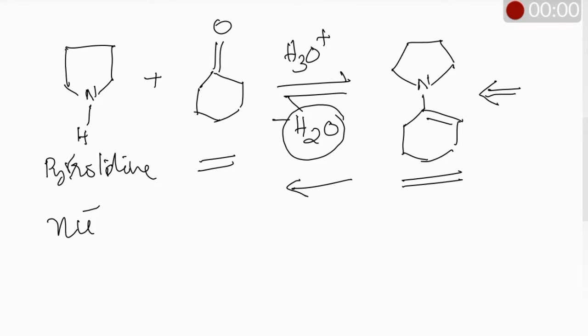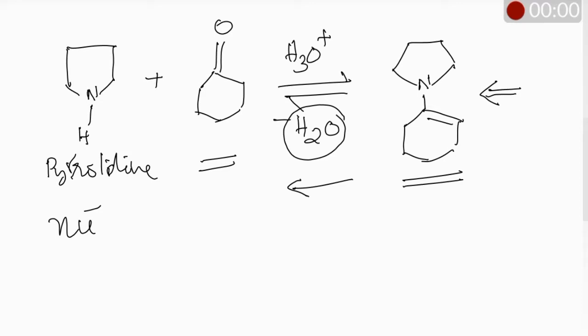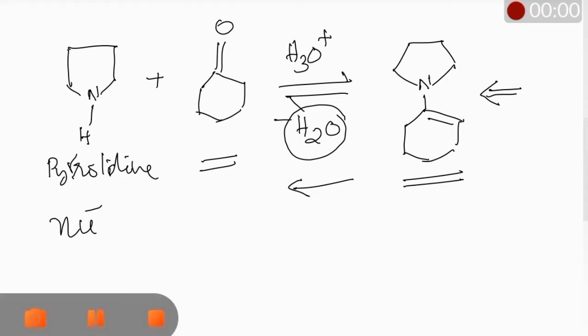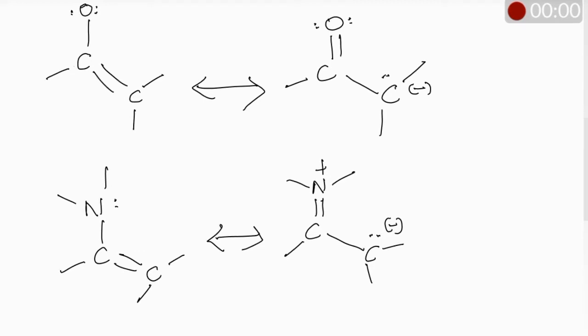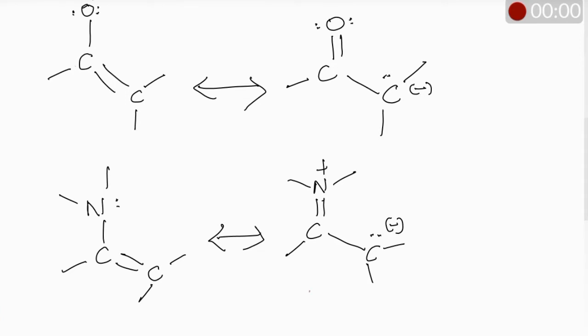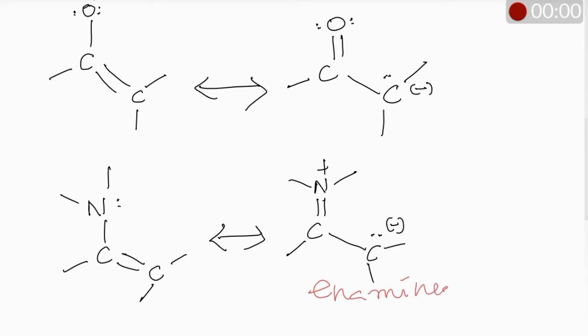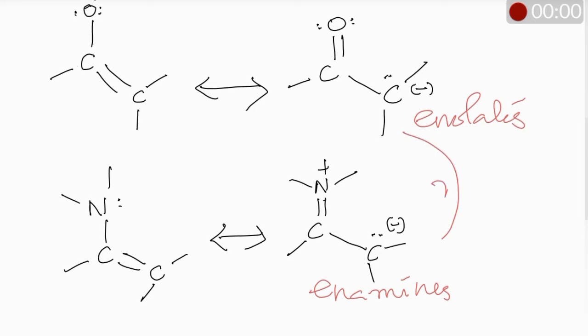These reactions are generally known as Stork enamine reactions, one of the reactions mentioned in the syllabus, named after Gilbert Stork of Columbia University, who originated the work. So this is what we call enamines, and this is what we call enolates. Both are actually nucleophiles.